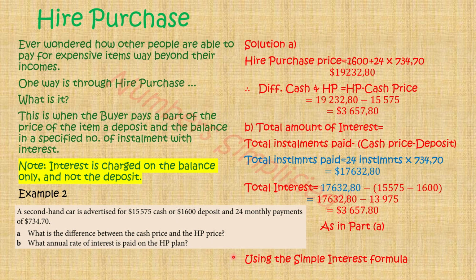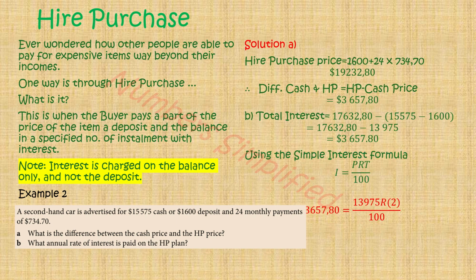So now we have obtained what the interest is, but now we are going to use the simple interest formula to find the rate at which the interest was charged per year. So from the formula, I is equals to PRT over 100. We substitute for the I, the interest, which is the $3,657.80, and also the principal of $13,975, and the time, which is 2 years. Remember, our time is given in years, all over 100.